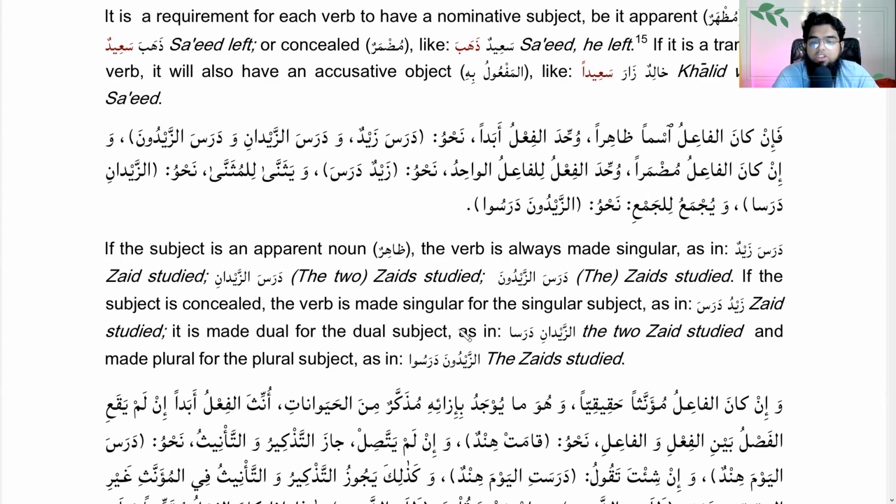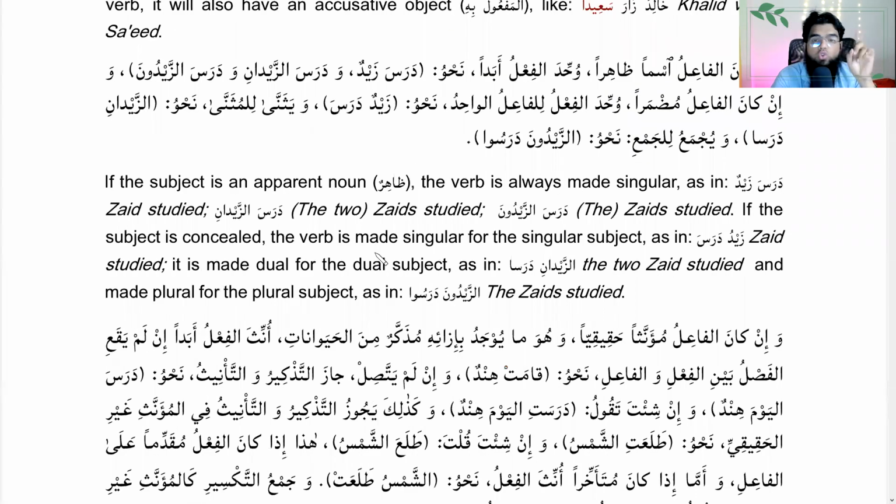It is made dual for the dual subject, like zaidani darasa. See? Alif. Zaidani darasa. We brought an alif. Why? Because this is a damir. The fa'il is a damir. That is the alif here, the pronoun, the two Zaid studied. And made plural for the plural subject, as Zaiduna darasu, all the Zaid studied. The waw should come. A simple rule, if you remember: if the fa'il is mentioned, you use only a singular verb.